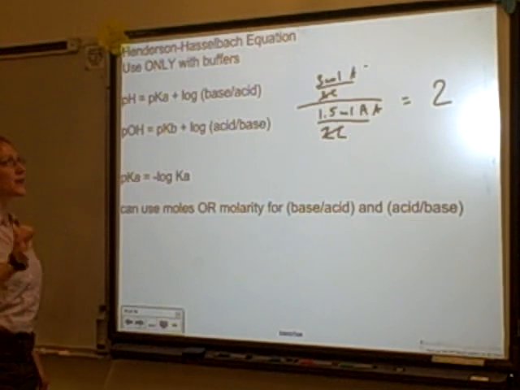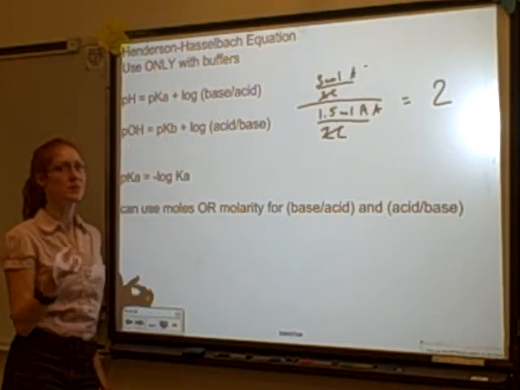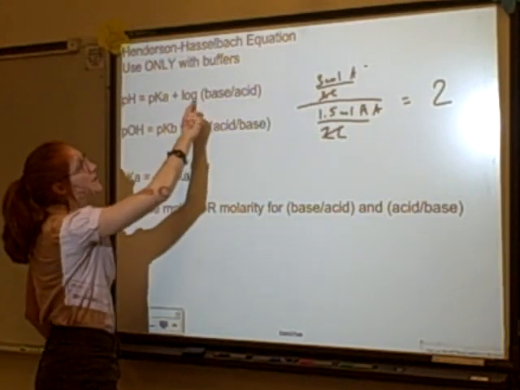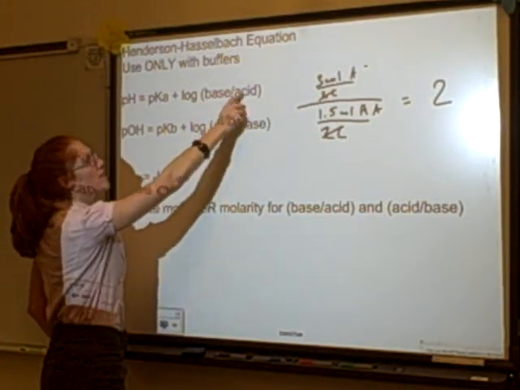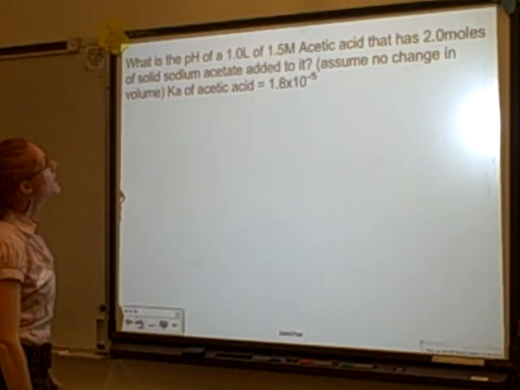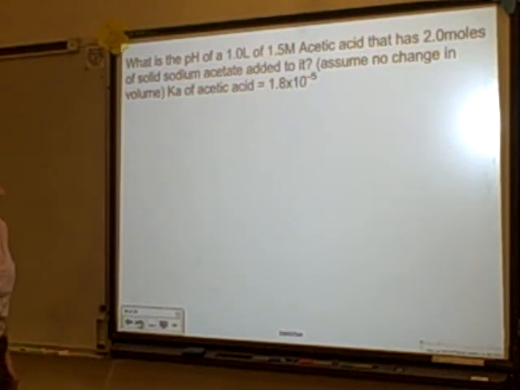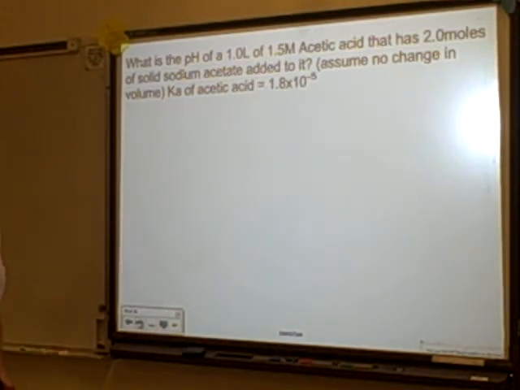So this is our equation. When you forget it, it's the negative log of the Ka, and the p is also explained on your Greg sheet. And then log of either moles or molarity, just be consistent, of the weak base over the conjugate weak acid. Let's do one. What is the pH of 1 liter of 1.5 molar acetic acid, that's vinegar, it's tasty, that has 2 moles of solid sodium acetate added to it? We're going to assume there's no change in volume.